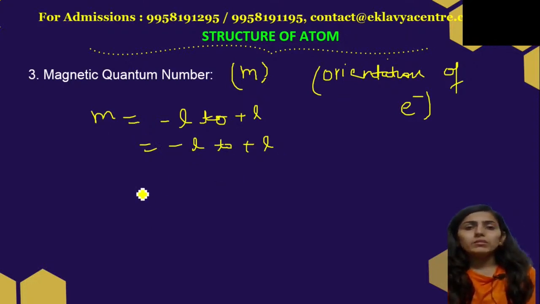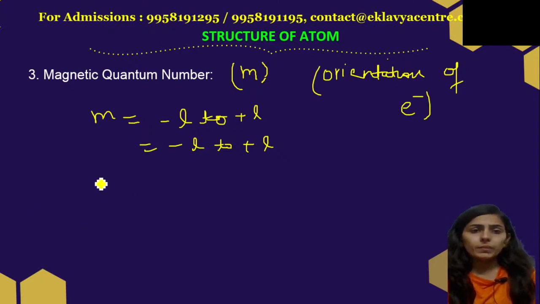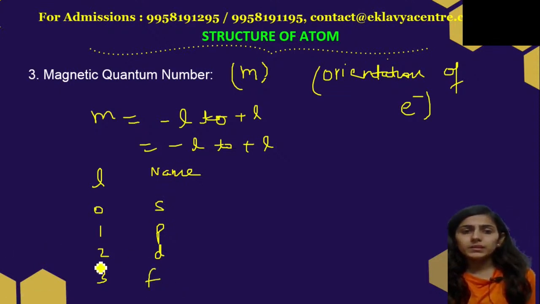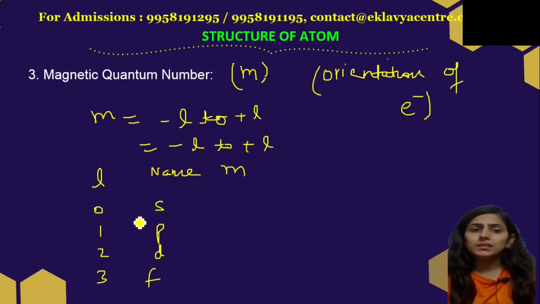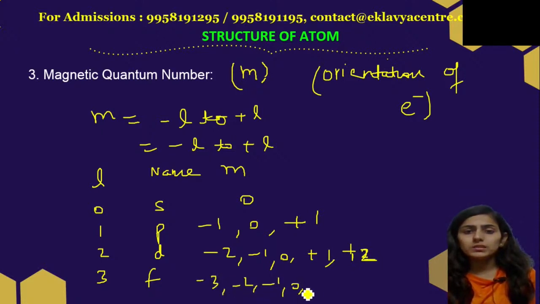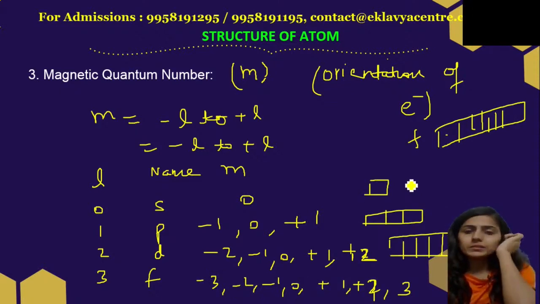For example, we have L as 0, 1, 2, 3. The names are just S, P, D, F. The values of m are from minus L to plus L. For L is 0, m is 0. For L is 1, minus 1, 0, plus 1. For L is 2, minus 2, minus 1, 0, plus 1, plus 2. For L is 3, we have minus 3, minus 2, minus 1, 0, and so on. This is how we have to do it. Okay, bache? Clear?